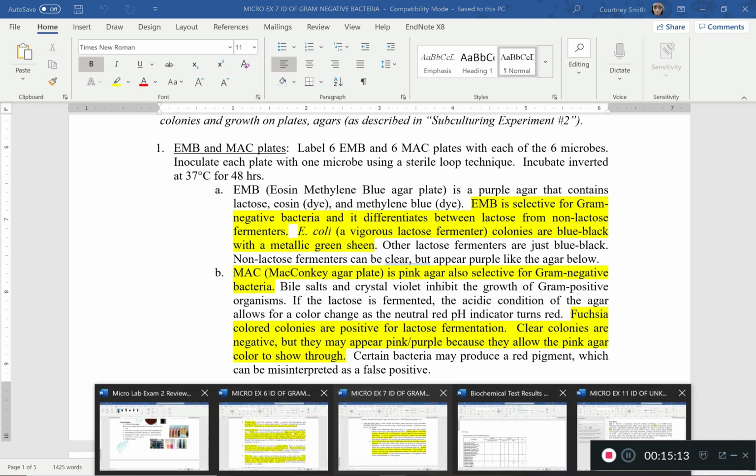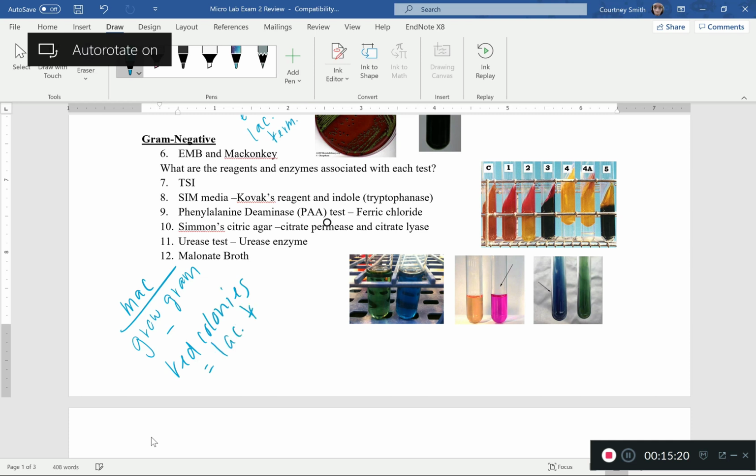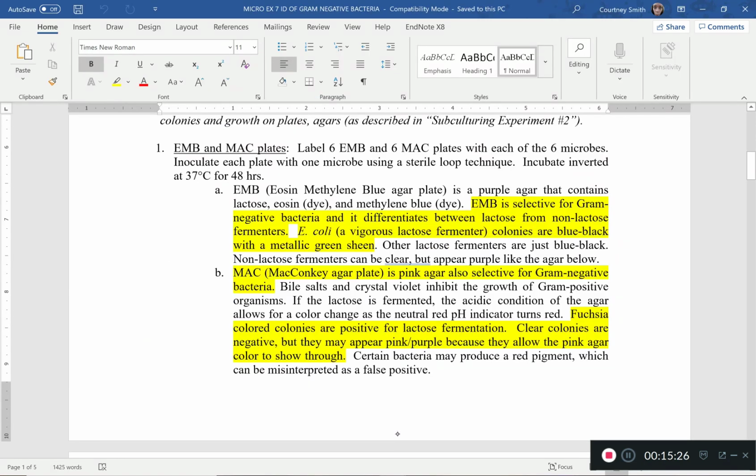So with that, red colonies equal lactose fermenters. Okay. And then what else do you need to know from this? I believe that's all you need to know in terms of MAC.